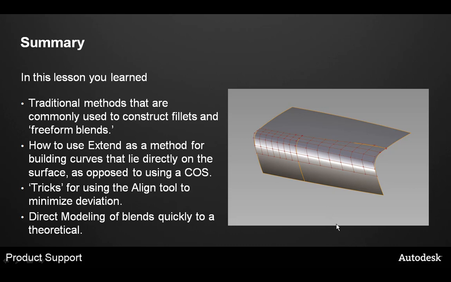Okay, to summarize, we've showed some traditional methods that are commonly used to construct fillets and freeform blend situations using a variety of tools. We've showed how to use extend as a method for building curves that lie directly on surfaces, as opposed to using projected curves and curve on surface data. We've showed a trick using the align tool to minimize deviation in previous sections. And we've done our direct modeling of blends using the proportional mod tool to build quick blends to a theoretical intersection.